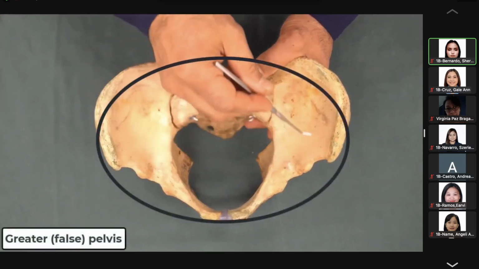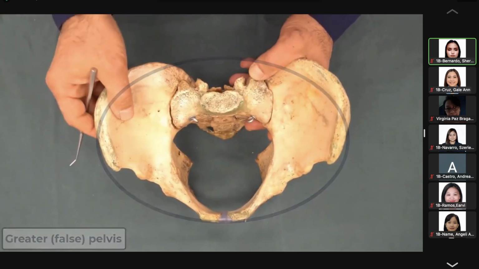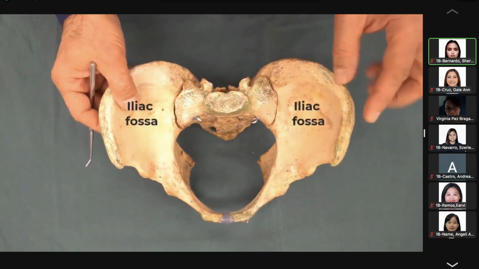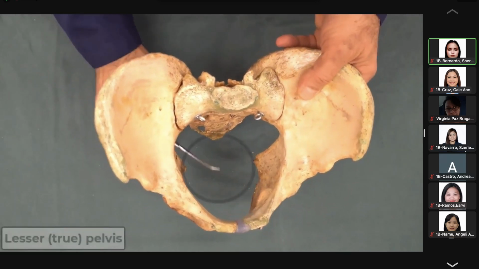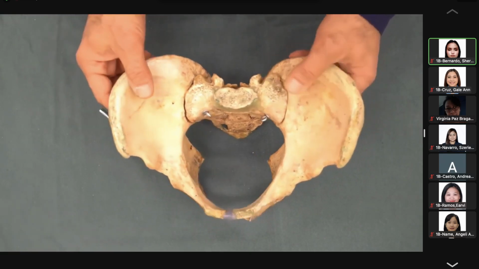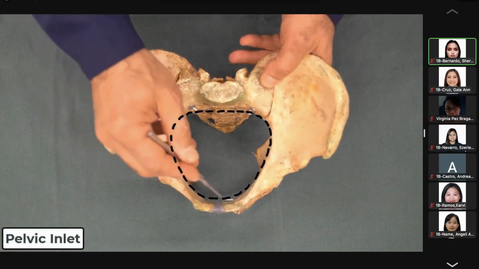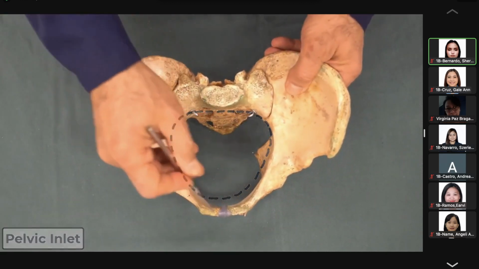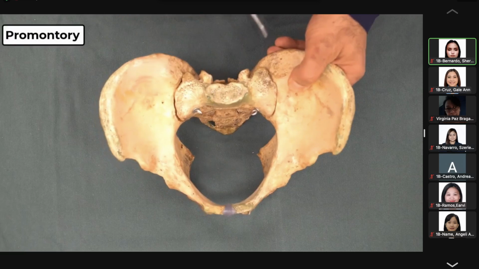The greater pelvis or false pelvis, top here, on the sides, as you can see, is bounded by the iliac fossa of the hip bone. And then the lesser pelvis or true pelvis, which is located down here. Between these two, we have the pelvic inlet, which is located right here. So let's go with the parts of the pelvic inlet. In the midline, we have the promontory of the sacrum.